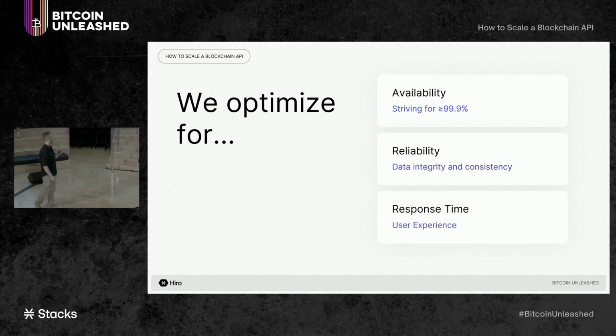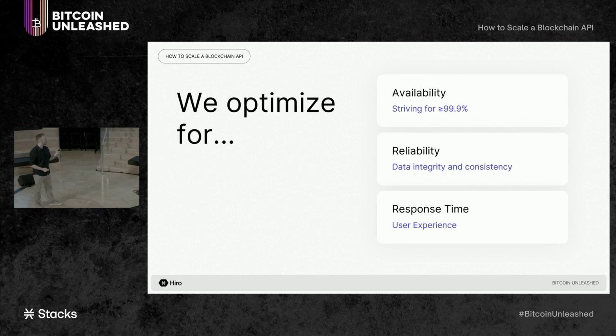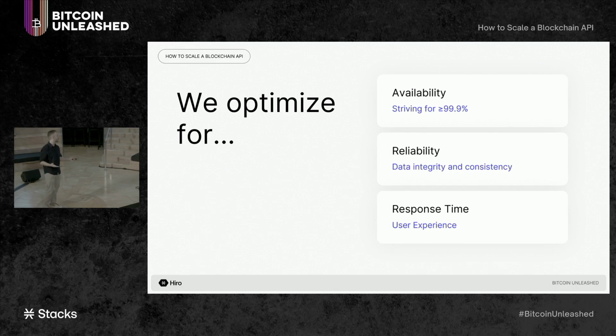And of course, response time. What this means is that whenever you use your wallet or you access the Hiro Explorer, you're going to get a quick, snappy response from the API, which will filter back down to the application that you're using. Same goes for developers that are interacting with the API directly.